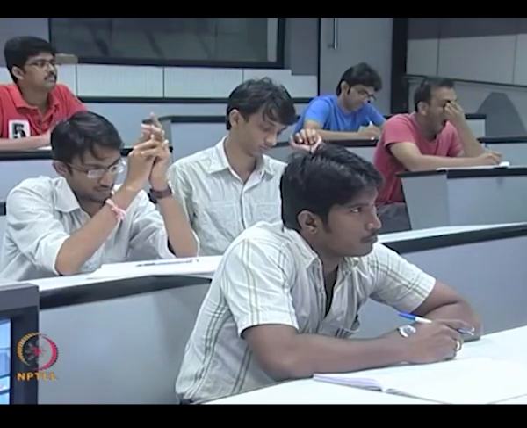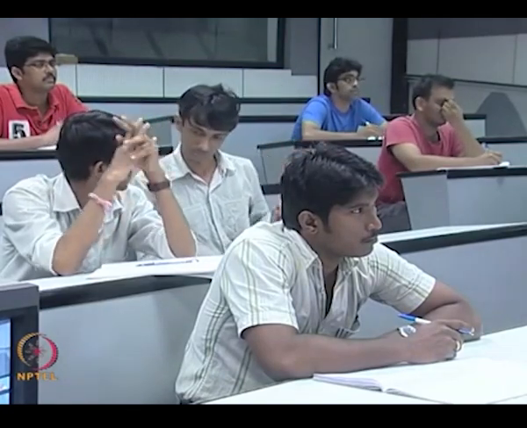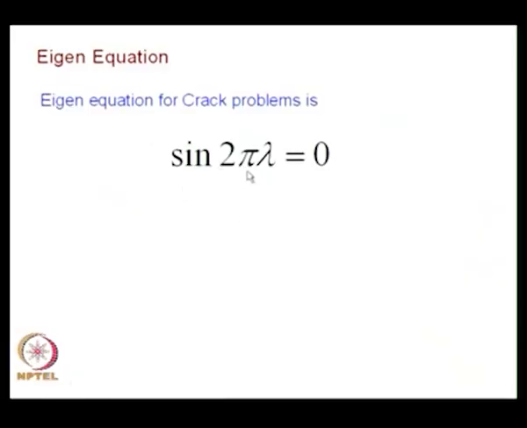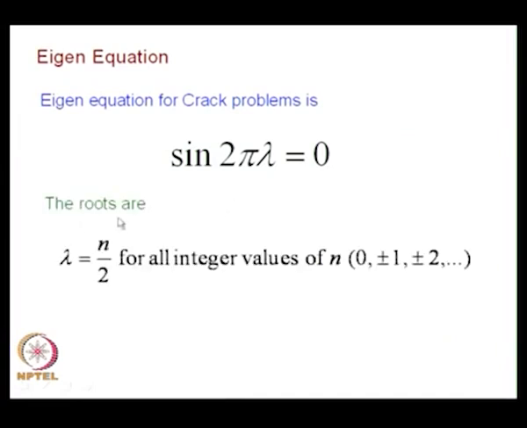So, by solving this equation, you would be able to get the eigenvalues. So, let us look at what are the roots of this equation. The roots are lambda equal to n by 2 for all integer values of n: 0, plus or minus 1, plus or minus 2, and so on. Now, we will have to find out which of these roots are admissible.